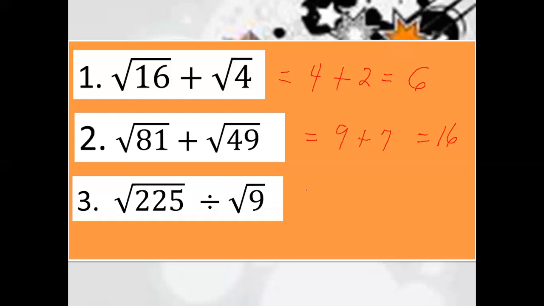How about if we are dealing with division? So square root of 225, 225 is still an example of a perfect square number, and square root of 225 is equal to 15. 15 divided by square root of 9. 9 is a perfect square number. Therefore, square root of 9 is equal to 3. 15 divided by 3 is equal to 5.